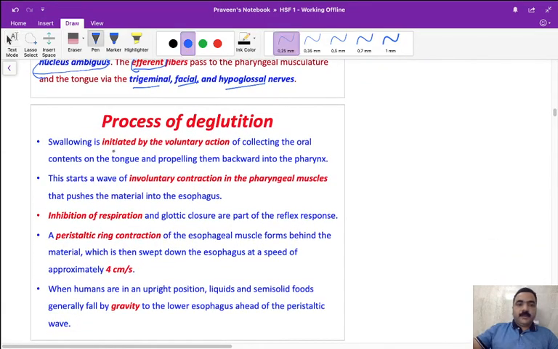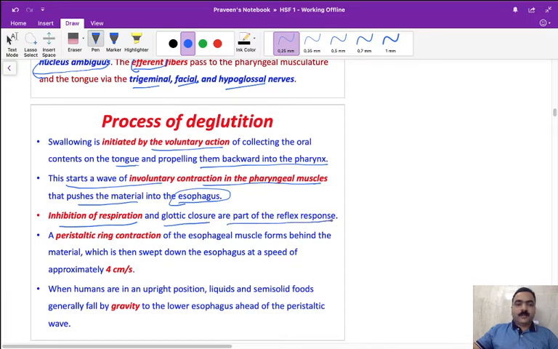As we have already discussed, it is initiated by voluntary action, collecting the oral contents on the tongue and propelling them backwards into the pharynx. This starts a wave of involuntary contraction in the pharyngeal muscles that pushes the material into the esophagus. At the same time there will be inhibition of respiration and glottic closure, where the glottis is closed by the epiglottis. This is part of the reflex response.